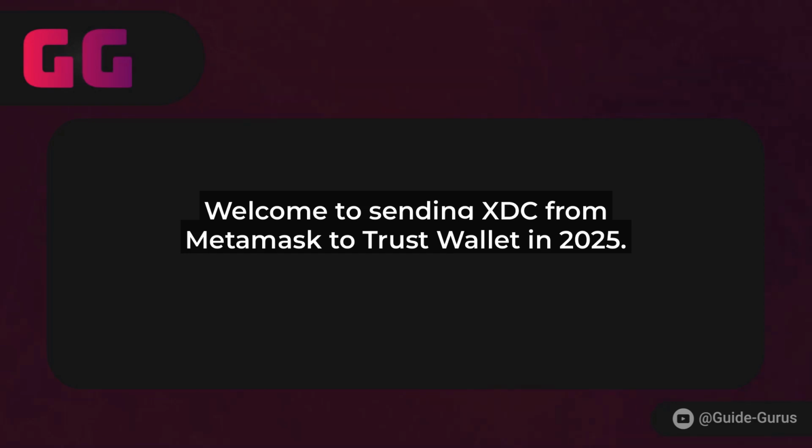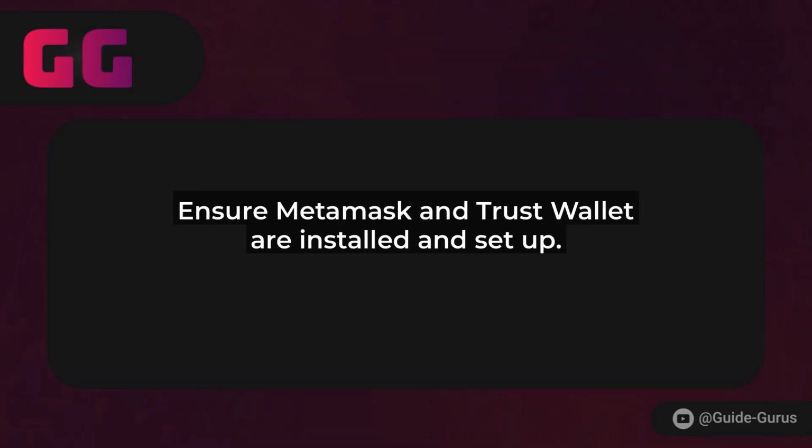Let's dive right in. First off, make sure you have both MetaMask and Trust Wallet set up on your device. You'll need some XDC in your MetaMask wallet, and the XDC network added if it isn't already. To add it, open MetaMask, go to the Network dropdown, and select Add Network.